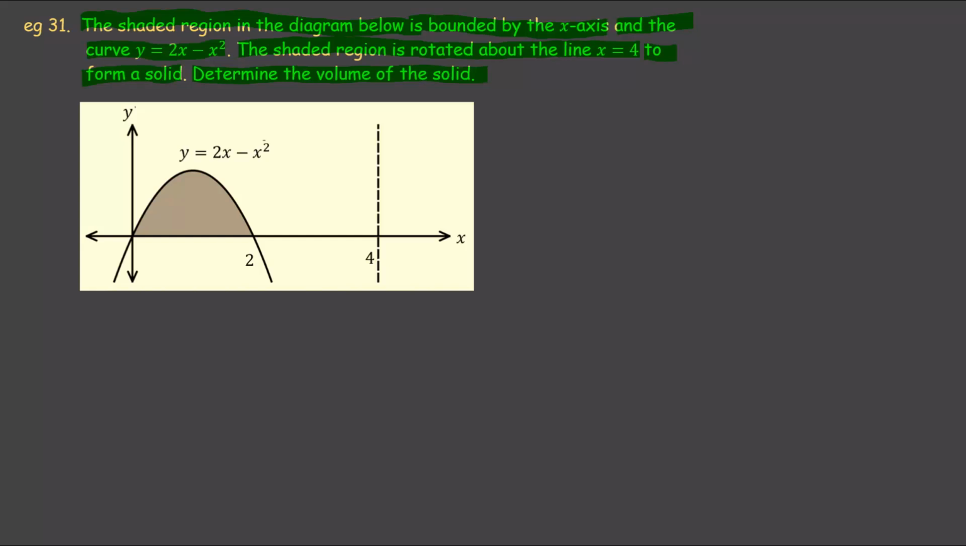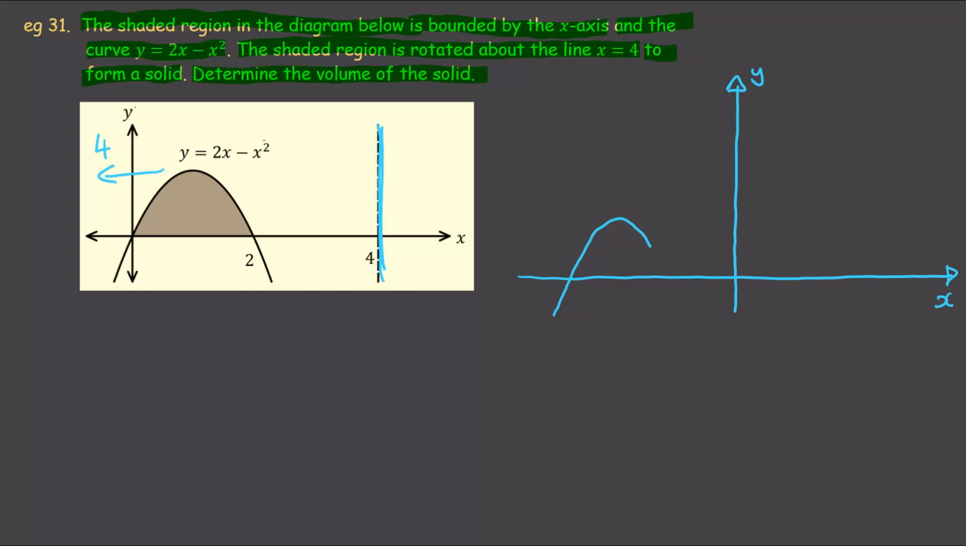Whichever way I'm going to do it, I'm going to change the problem slightly, because we'd really like this to be rotated around the y-axis rather than the line x equals 4. And I can do this just by translating the situation 4 units to the left. So in other words, producing a parabola that goes through -4 and -2.